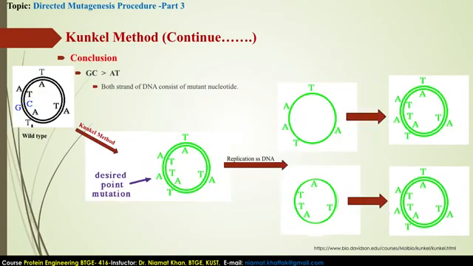Here is the summary of all three steps of the Kunkel method. First, we select to replace a GC base pair with AT. We insert our gene of interest into M13 DNA. Kunkel method was applied to replace the GC base pair with AT. Then the mutated DNA was amplified in the wild-type strain of E. coli, which results in the replacement of the GC base pair with AT in all molecules.